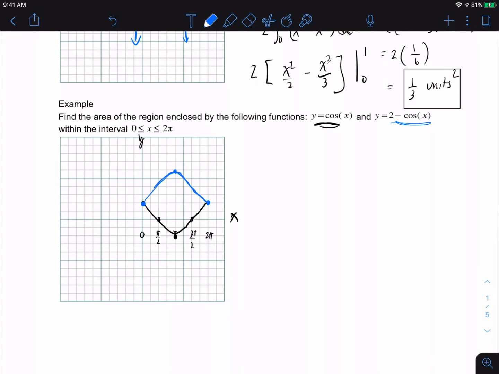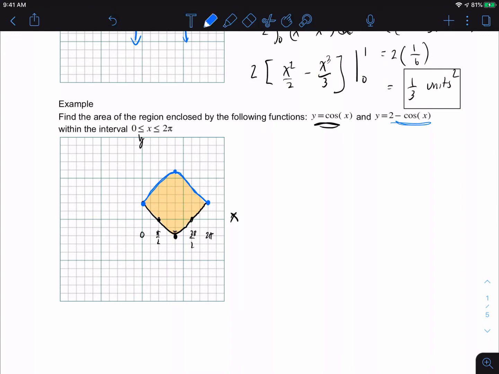And we can see that this is bounded at 0 and at 2 pi, right? That's what's going to enclose this thing. It's not a square, it's curved. But we can see that we have this region bounded here, right? This is the region that we're trying to find the area for.